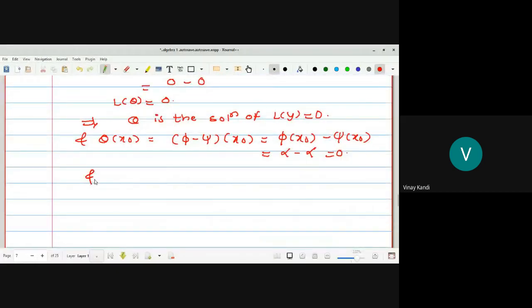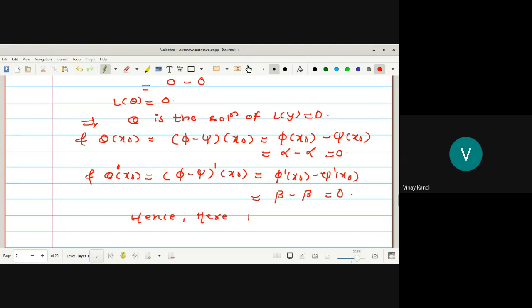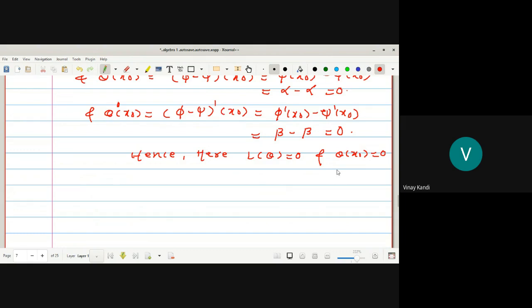And also theta dash of x naught is equal to (phi minus psi) dash of x naught, which is equal to phi dash of x naught minus psi dash of x naught. But what is the value of phi dash of x naught? Beta. What is the value of psi dash of x naught? Beta again, so the difference is 0. Hence, here we have L of theta equal to 0, theta of x naught equal to 0, and theta dash of x naught equal to 0.